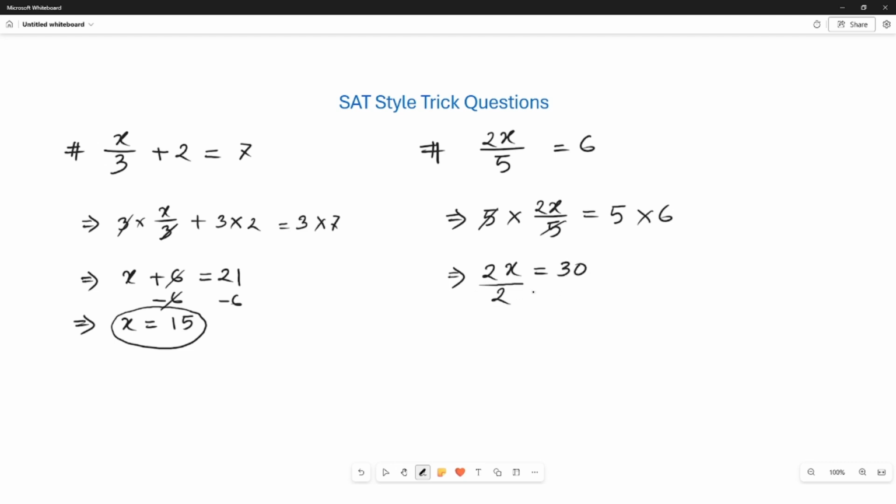Now let's divide both sides by 2. Now we can cancel out both of these 2's. So x equals 30 divided by 2, which means 15. So x equals 15.